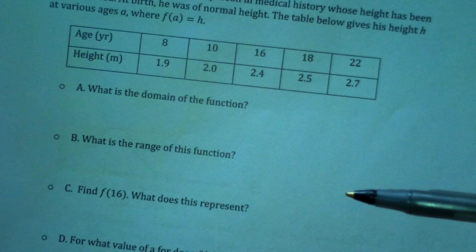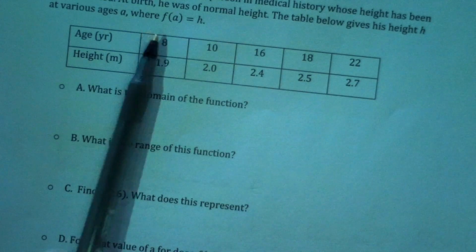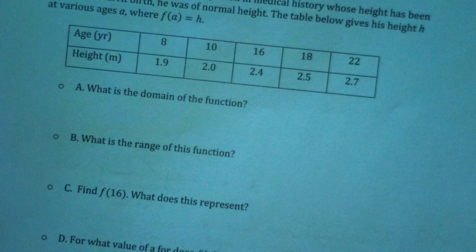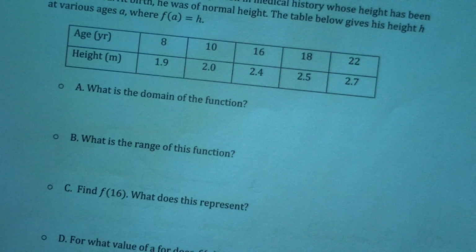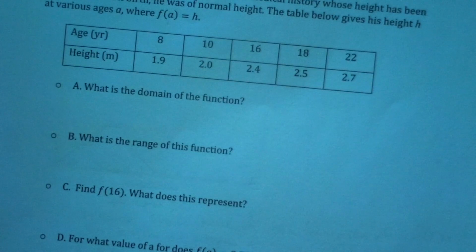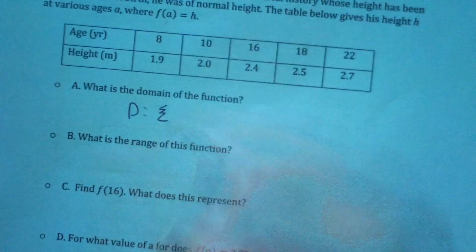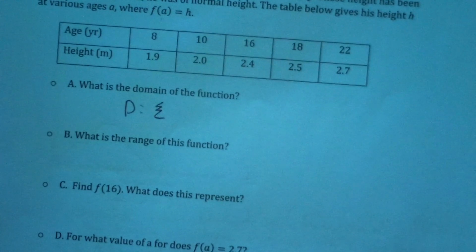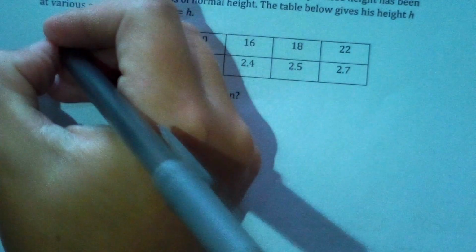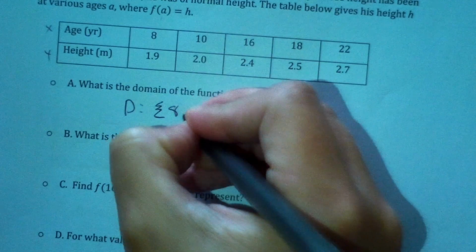If it's in a table like that and they only give you those specific values, that's how you write your domain. Same with our range. If that was our domain, what do you think our range is? All the bottom ones, right? So it's still the set of, and the curly brackets just mean set: 1.9, 2.0, 2.4, 2.5, 2.7, and then we end our set with the other curly bracket.